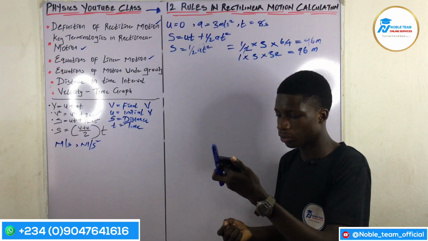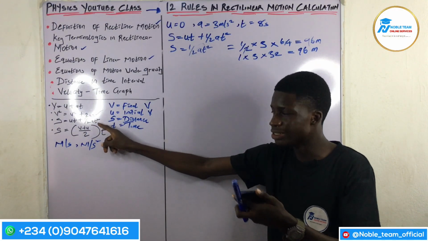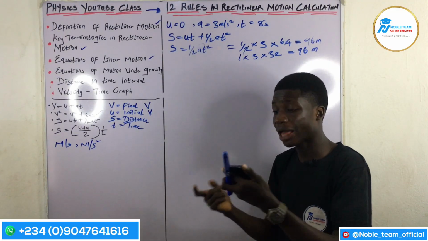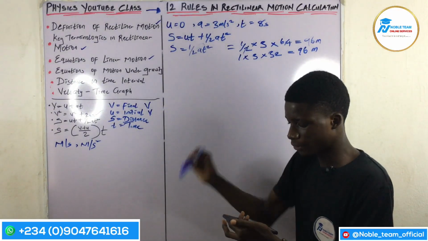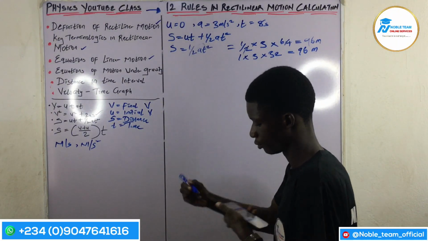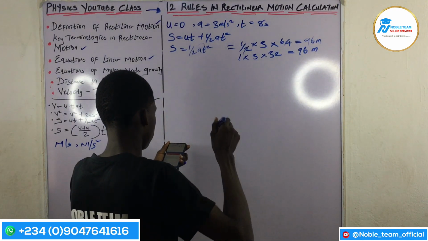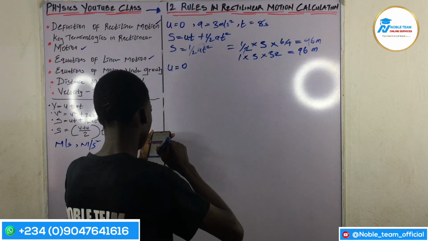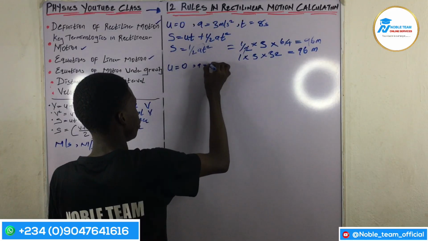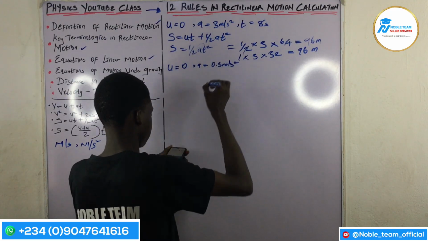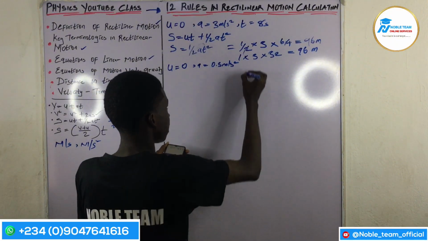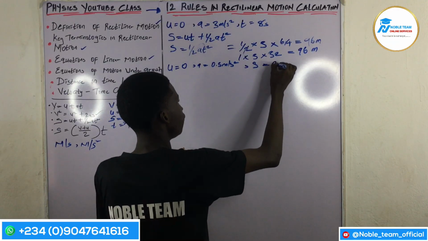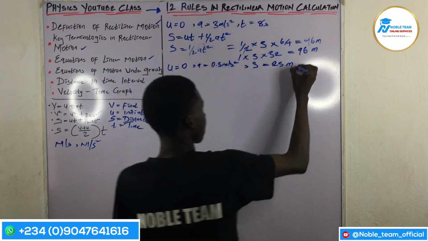So now looking at this question, we are not going to be using this. We are going to also be using this. You understand? Because in the question, we are asked to calculate for the time. We are asked to do what? Calculate for the time. So now let me just fling my marker. We have the U, 0. It starts from rest. Then it moves with a constant acceleration of 0.5 meters per second square. And a distance, which is x, the distance x, which is 25 meters. Then we are asked to get the time.